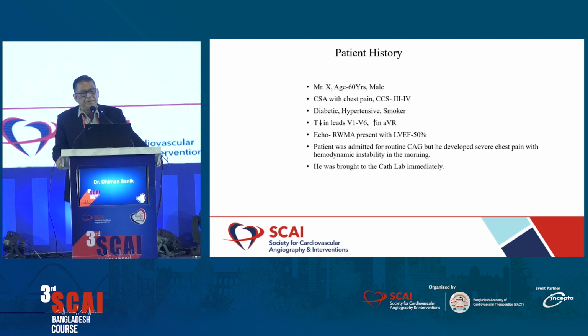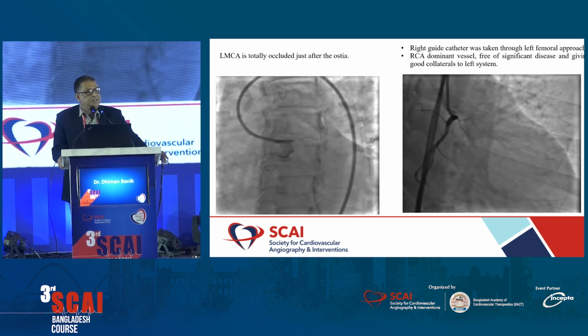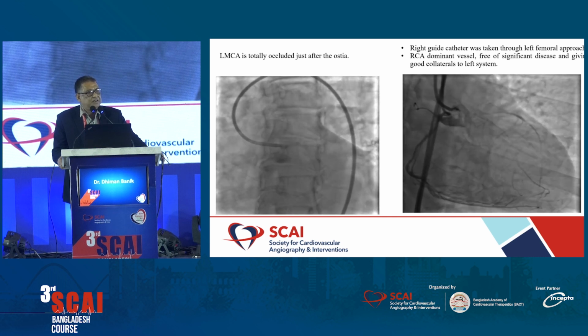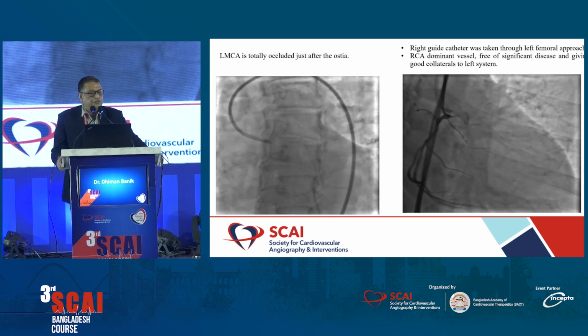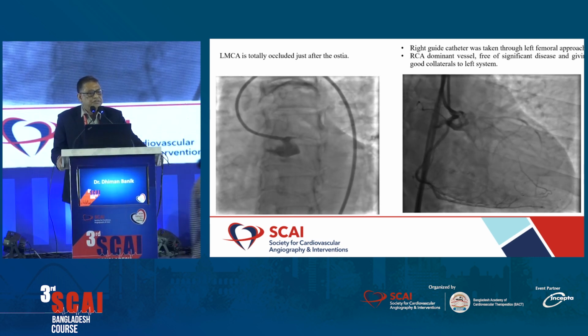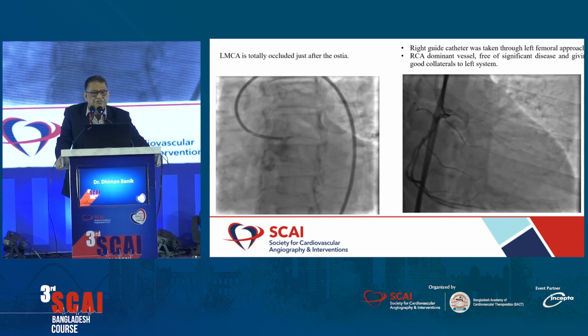The patient was admitted to the hospital for a routine angiogram, but he developed severe chest pain and hemodynamic instability in the morning of the next day. He was brought to the cath lab immediately, and angiogram was done with an extra backup catheter. Because the ECG suggested there might be left main disease or severe triple vessel disease, we found the left main totally occluded just after the ostia. The patient was hemodynamically unstable and had chest pain.